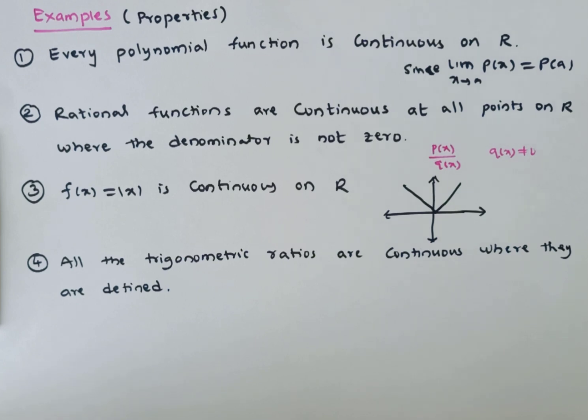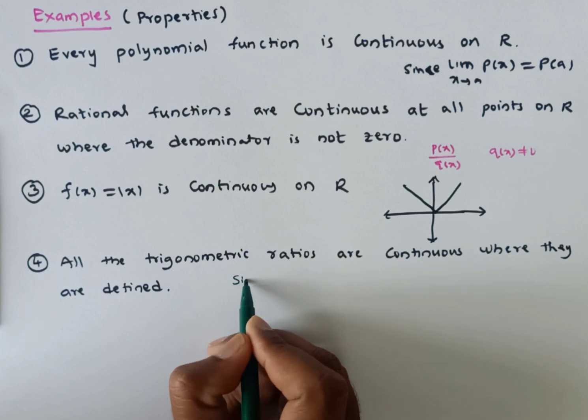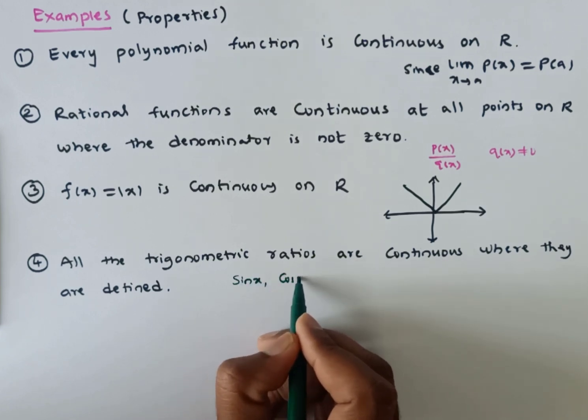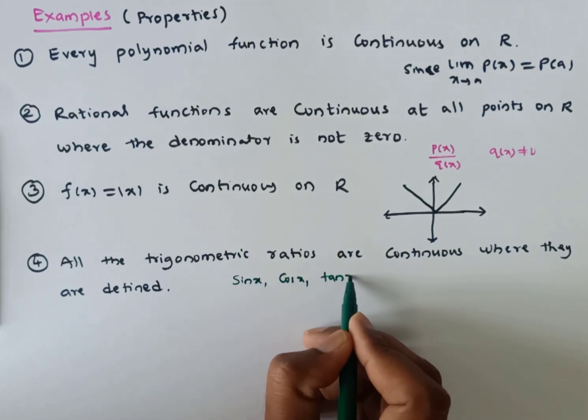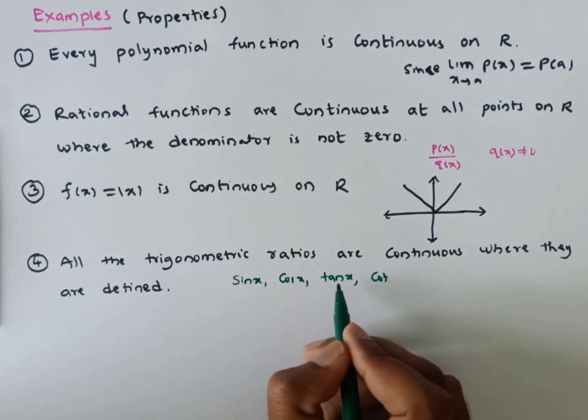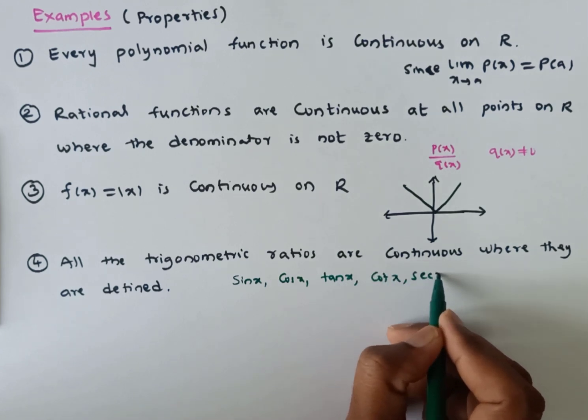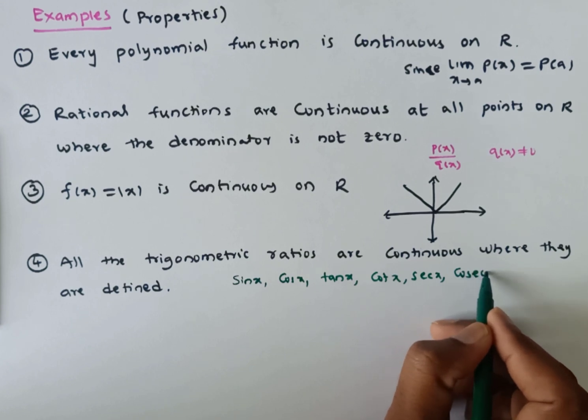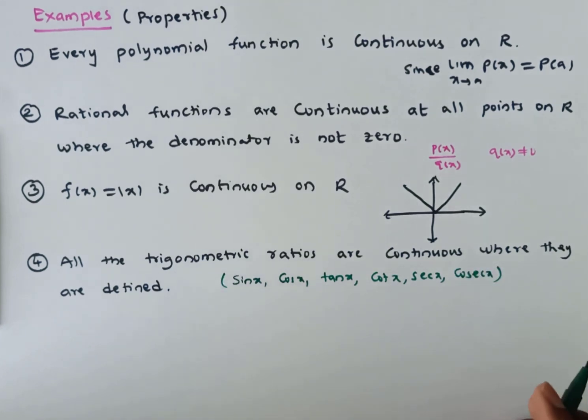As we know, all the graphs are for trigonometric ratios: sin, cos, tan, cot, secant and cosecant, right? So the trigonometric ratios are sin x, cos x, tan x, cot x, secant x and cosecant x. So these are all continuous functions.